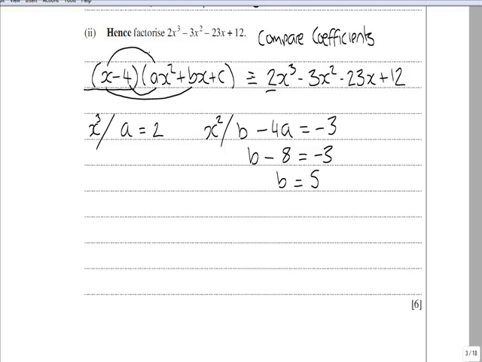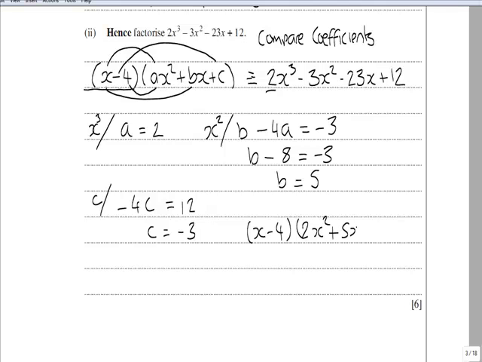Then I always like to look at just the constants. The only constant that's generated on the left hand side is minus 4 times c, so minus 4c, and the only constant on the right hand side is 12, so minus 4c is equal to 12, c therefore is equal to minus 3. So if we sub in our a, b and c values, our expression looks like this, 2x squared plus 5x minus 3, and it says factorise, so we need to get this quadratic hopefully into two brackets.